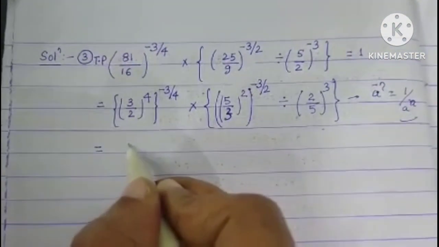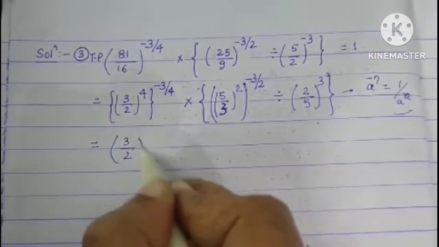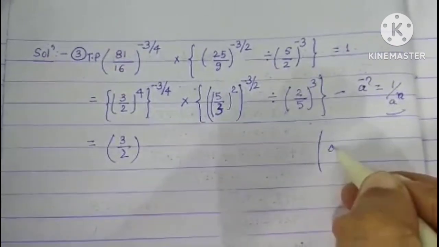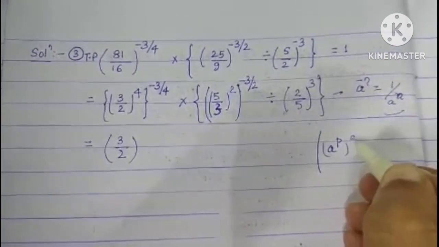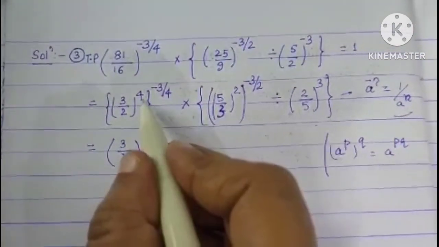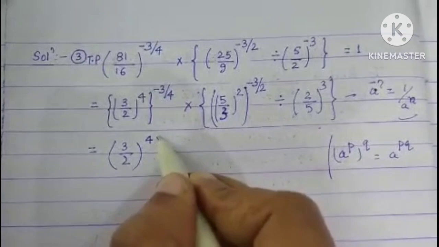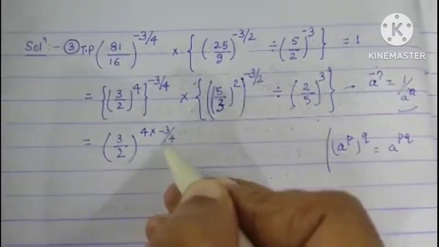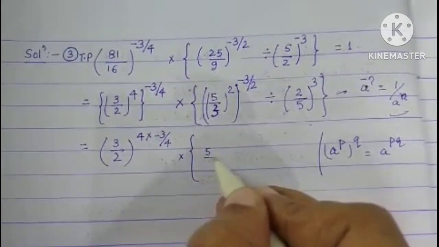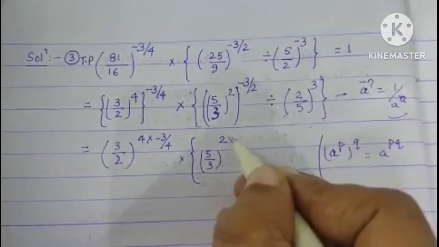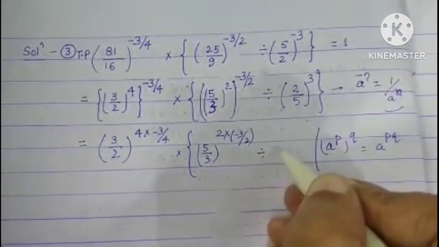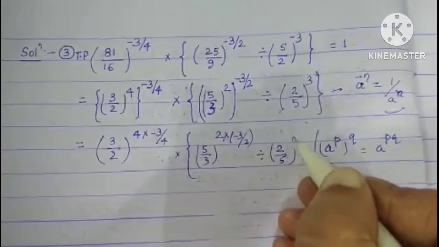Okay, now this expression will become, now we will use this one: a to the power p power q is equal to a to the power pq. So in the exponents we multiply this one: 4 multiplied by minus 3 by 4. Now let us do this one: 5 by 3 to the power 2 multiplied by minus 3 by 2, same thing, and we will keep this one same.